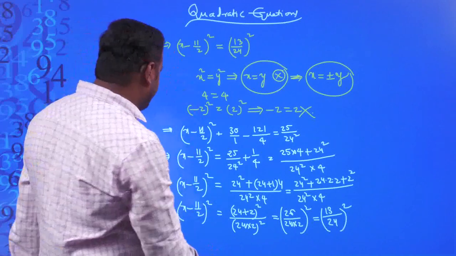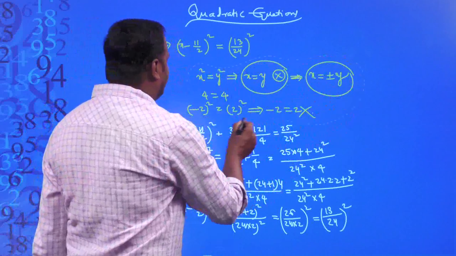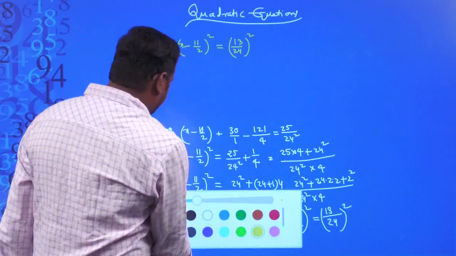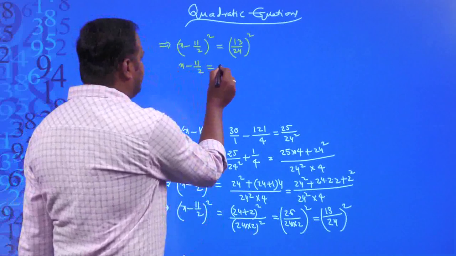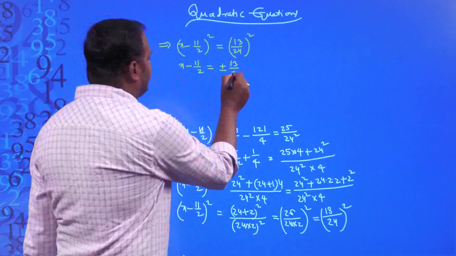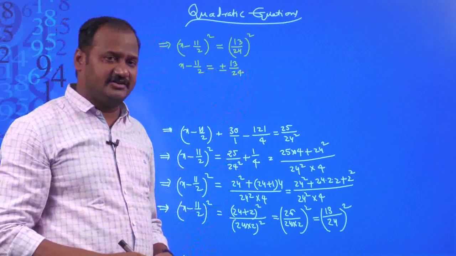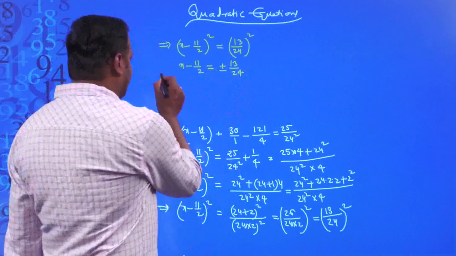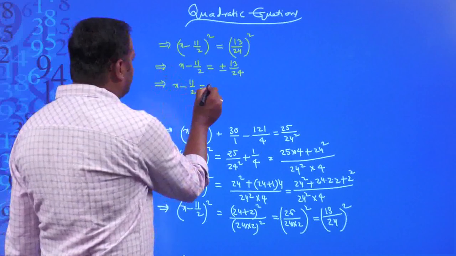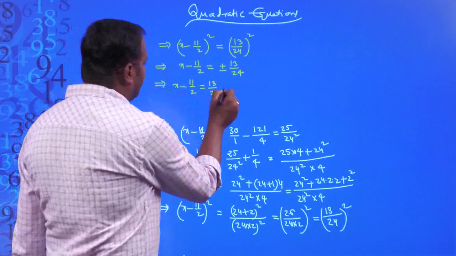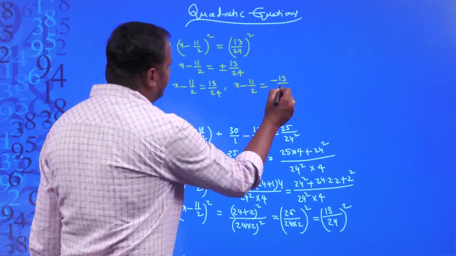Right. X minus 11 divided by 2 whole square is equal to 13 divided by 24. So, according to our discussion, we can say that x minus 11 divided by 2 is going to be plus or minus 13 divided by 24. You can use first plus 13 divided by 24, and then you can use minus 13 divided by 24. That implies x minus 11 divided by 2 is equal to 13 divided by 24, comma, x minus 11 divided by 2 is equal to negative 13 divided by 24.